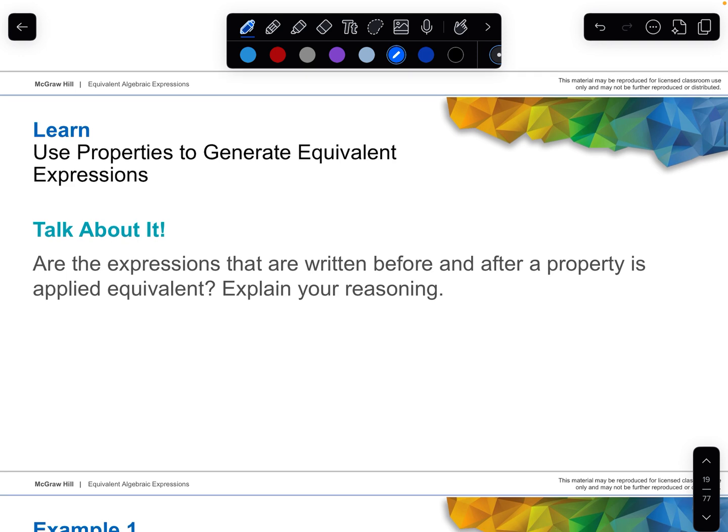Let's think about it for a moment. Are the expressions that are written before and after a property is applied equivalent? Think about it for a minute. Write your answer down and I'll discuss this with you. Yes, they are equivalent because the properties applied are only used to simplify the expression and they do not change the value or alter the expression.